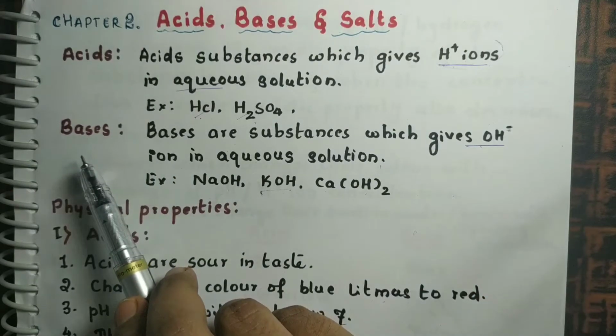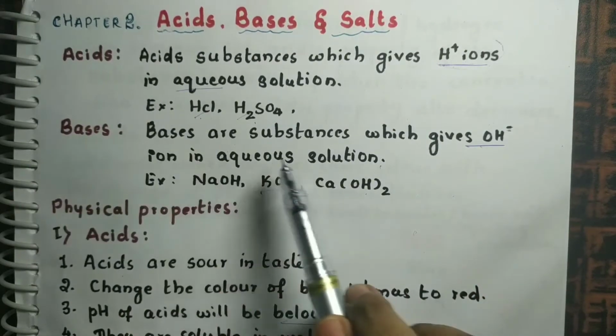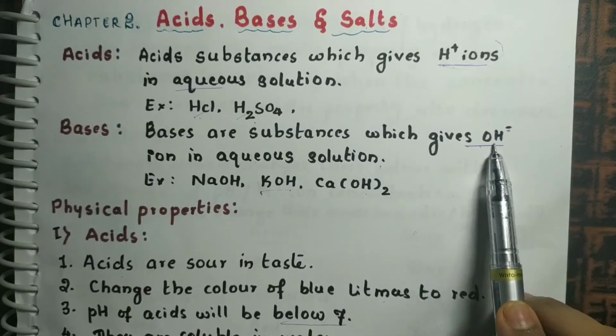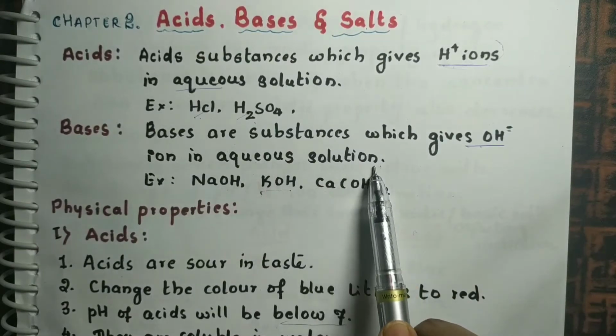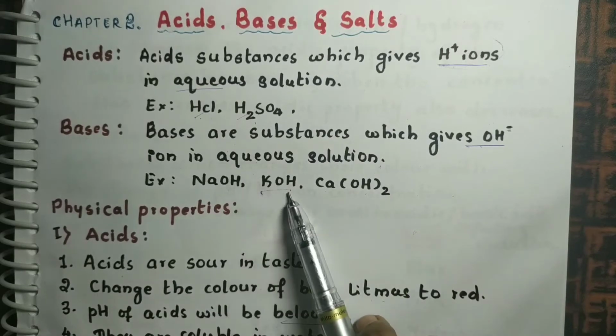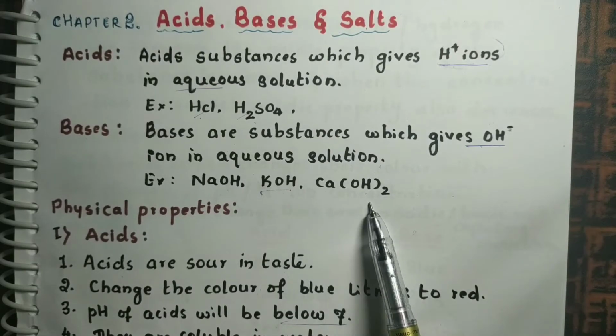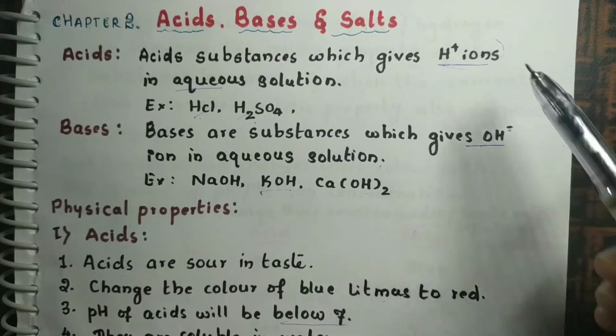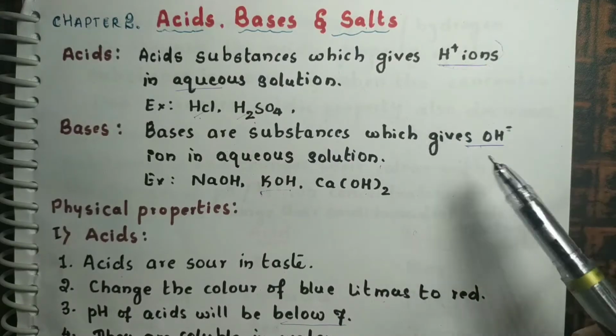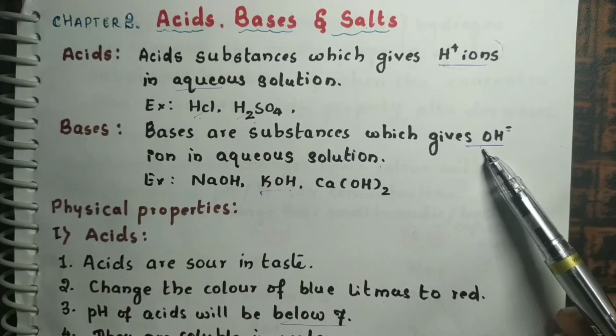Let us see the definition of bases. Bases are substances which give OH minus ion in the aqueous solution. Some examples for the bases are sodium hydroxide, potassium hydroxide and calcium hydroxide. We have to see once again. Acids always give H plus ions, bases always give OH minus ions.